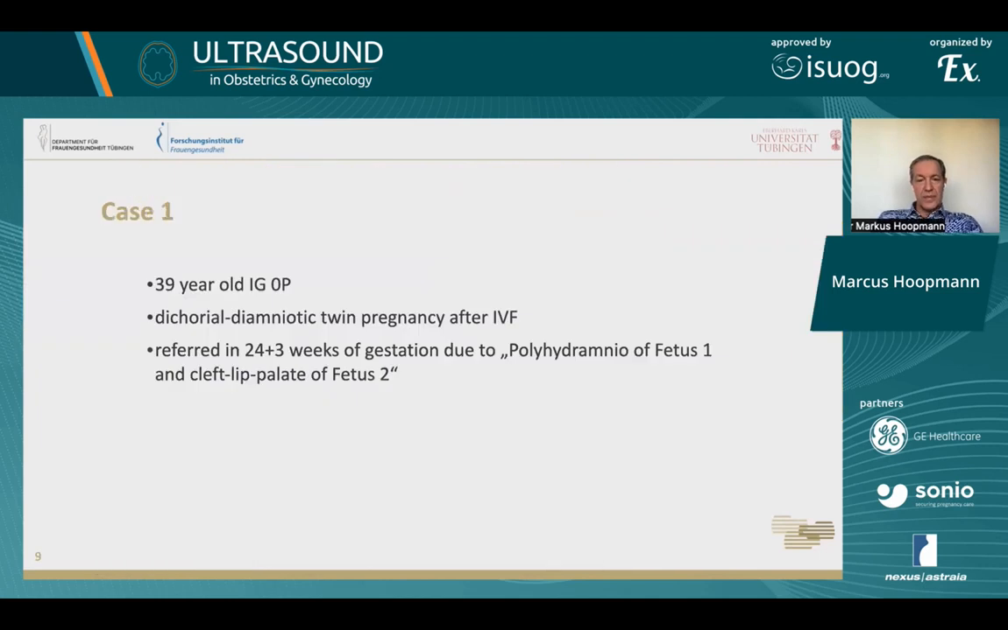Let's look at an example. Here we have a 39-year-old woman with her first pregnancy. It's a twin pregnancy, a dichorionic twin pregnancy after IVF. And she was referred in the 24+3 week of gestation due to suspicion of polyhydramnios in fetus 1 and cleft palate in fetus 2. Let's focus on fetus 1.